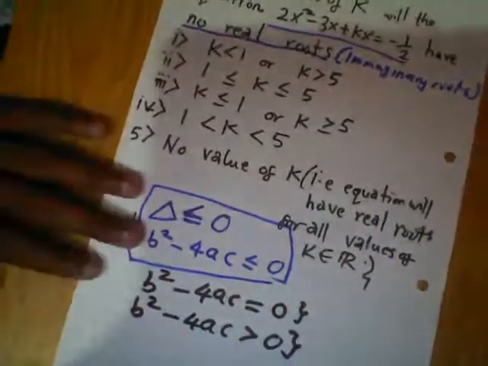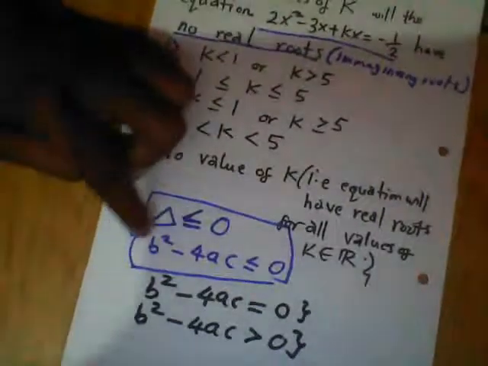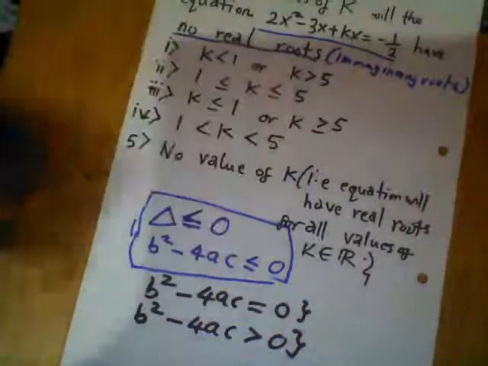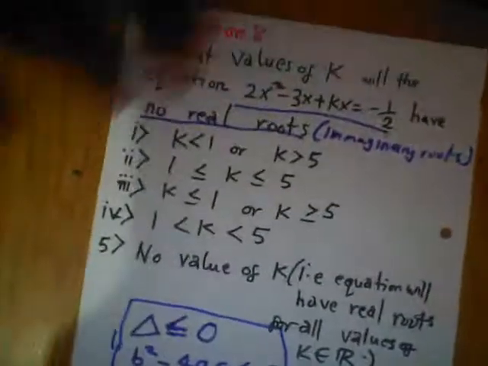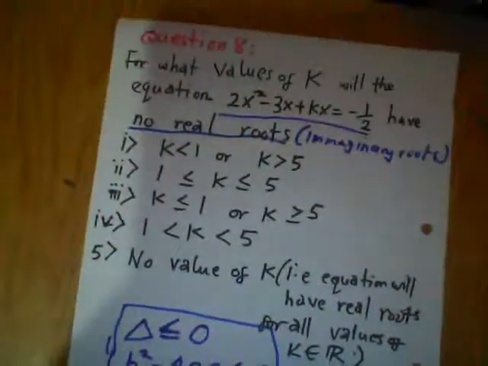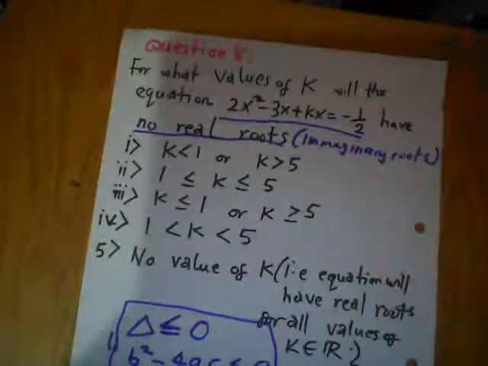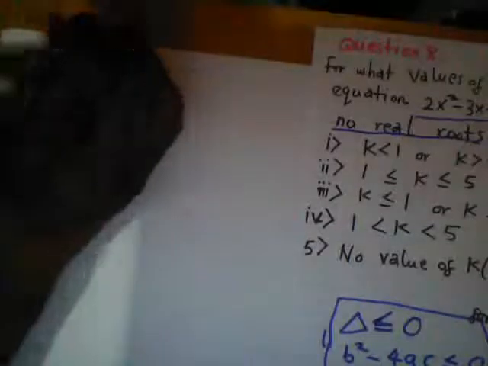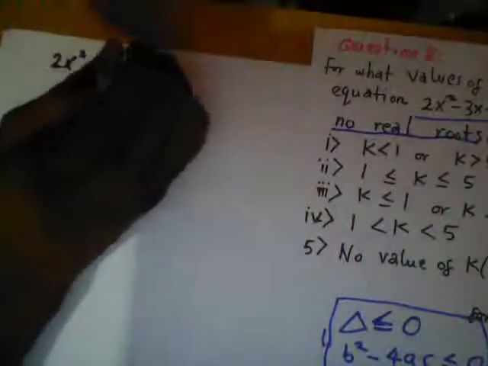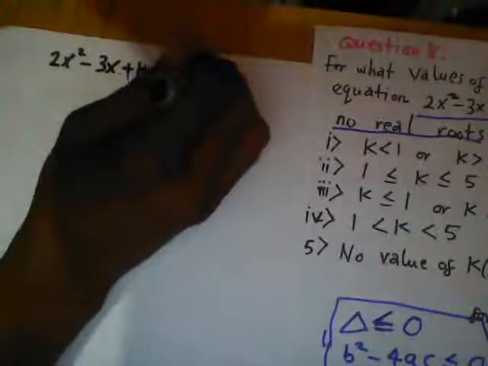Before we do anything, because we need to get a, b, and c, we're going to have to rearrange this quadratic given. So let me take another page quick. Thank you for your patience. Just a second, please. Okay, so my quadratic given is 2x squared minus 3x plus kx equal to negative a half.